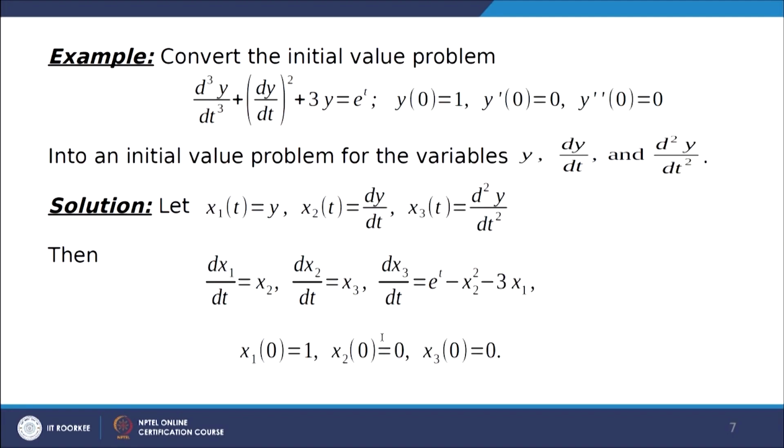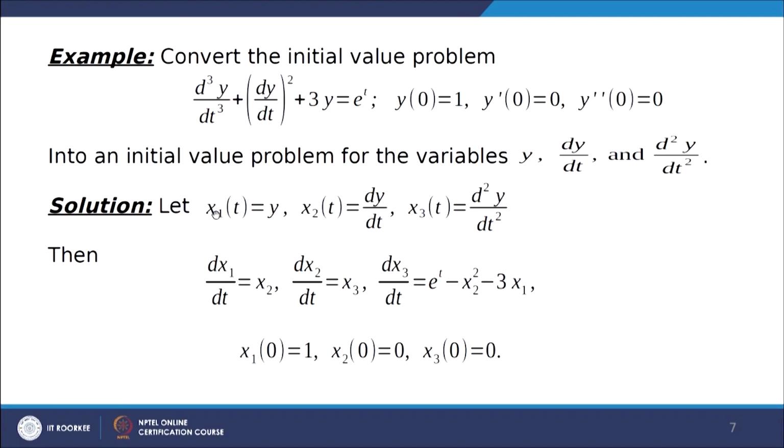Now, let us take an initial value problem. We can see this is a third order differential equation, d^3y/dt^3 plus (dy/dt) whole square plus 3y equal to e to the power t. The value of the dependent variable y at t equal to 0 is given as 1. The derivative dy/dt at t equal to 0 is 0, and d^2y/dt^2 at t equal to 0 is equal to 0. So, we have to convert this initial value problem into a system of differential equations.